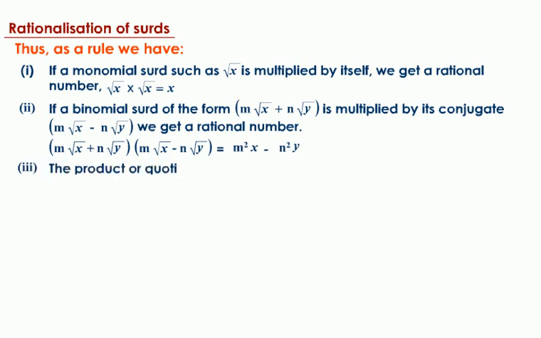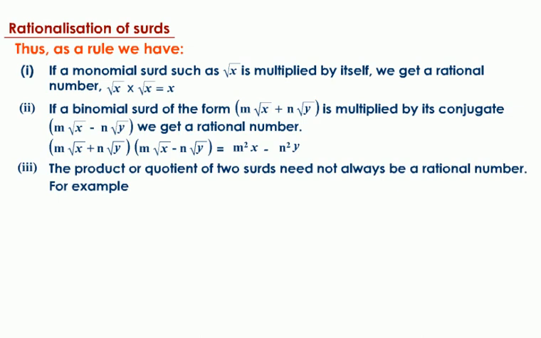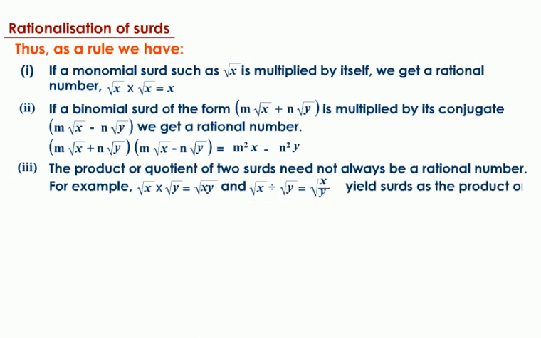The product or quotient of two surds need not always be a rational number. For example, under root x into under root y is equal to under root xy, and under root x divided by under root y is equal to under root x by y, which yields surds as the product or quotient respectively.